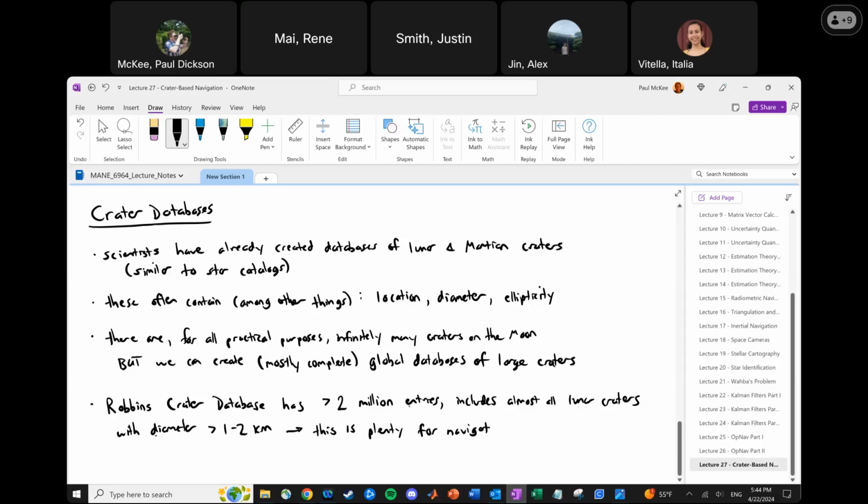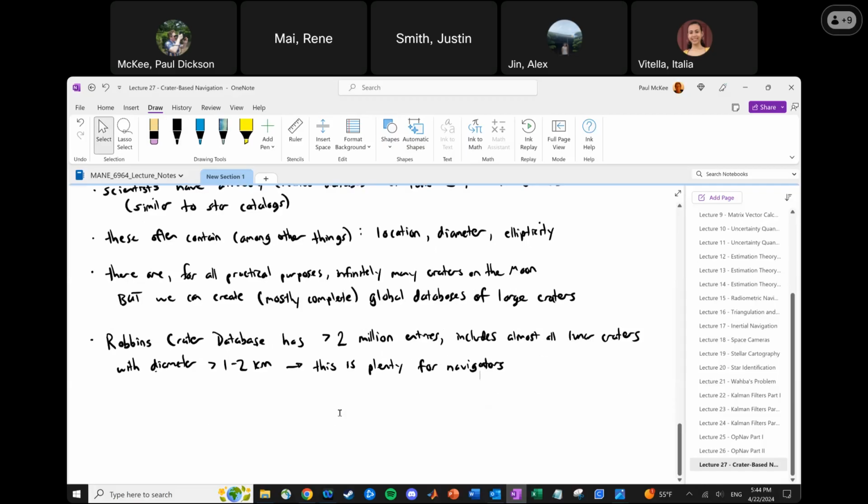We don't need to identify every crater in the image. We need to identify enough craters in the image. How do you know when you have enough? We'll talk about that one thing at a time.